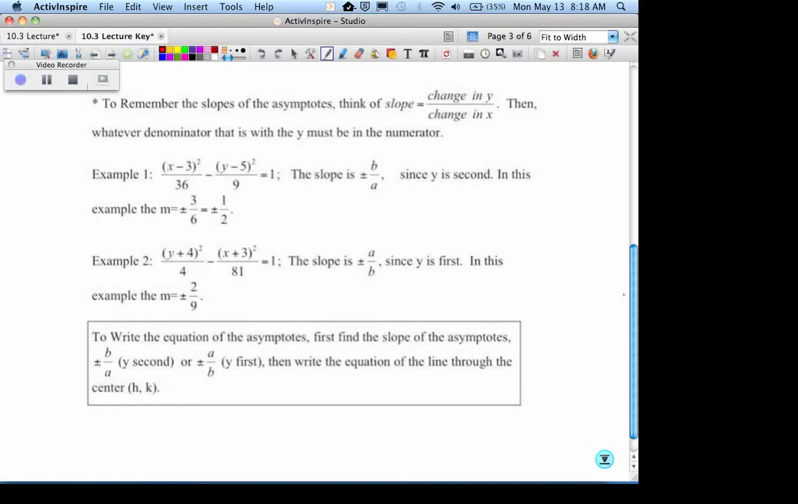So don't memorize a's and b's. Just memorize that, in this first one, I see a 9 here. So when I square root that, I put a 3 on top. I see a 36, I square root that, I put a 6 on the bottom, because the y always goes to the sky. 3 over 6 is 1/2. When you get done finding the slope, it is plus or minus every time. Because if you look at the two, the x's that we make, it's the same slope, just one in the positive, one in the negative.